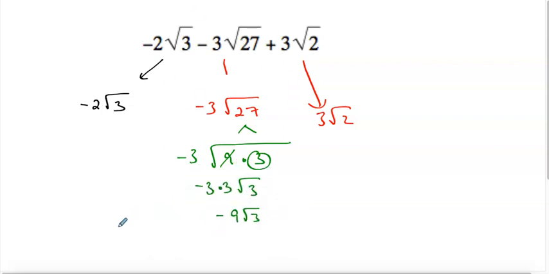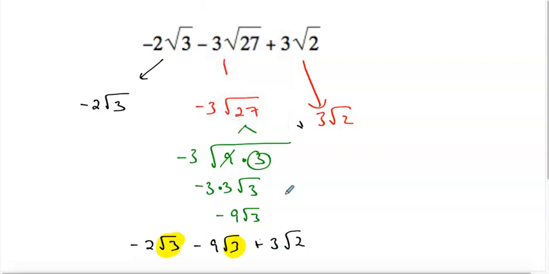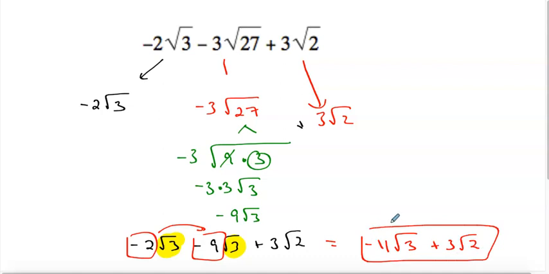Now, if I rewrite these, I have negative 2 radical 3 from my first term, minus 9 radical 3, and then plus 3 radical 2. Now, I notice that this term has a radical 3, and this term has a radical 3. So those two terms are like terms. So I'm going to combine my negative 2 minus 9 here. Negative 2 minus 9 is negative 11, and bring over my radical 3, and then plus 3 radical 2. And that will be my final answer.